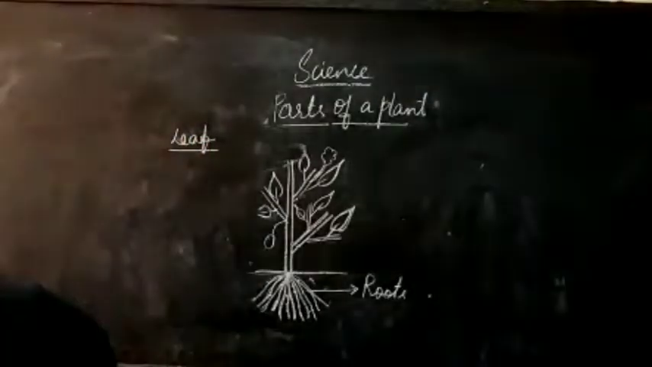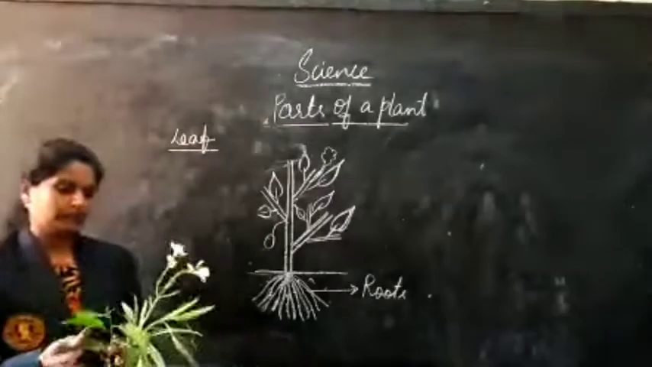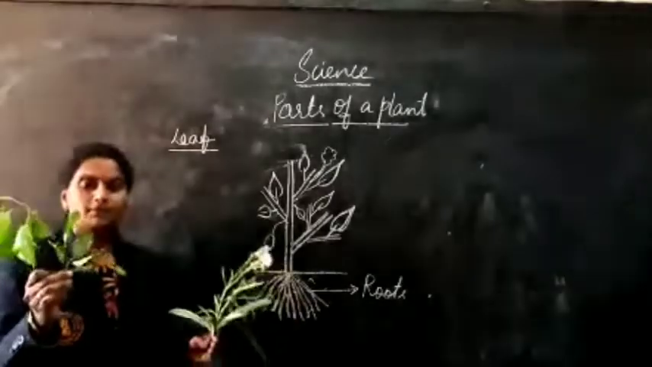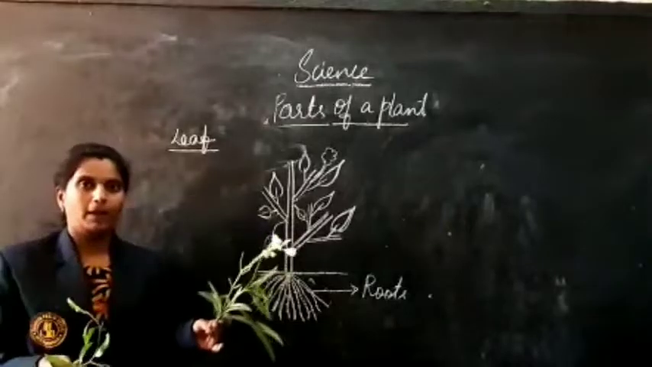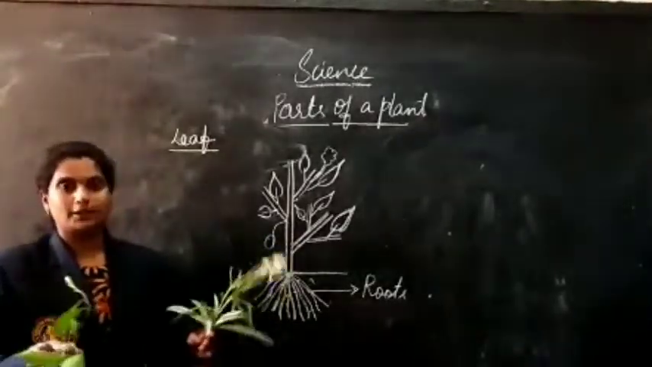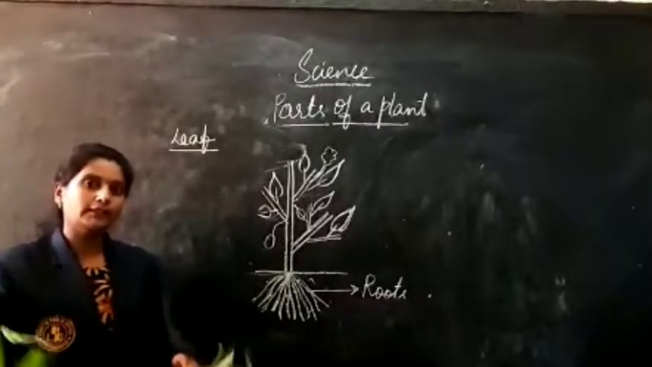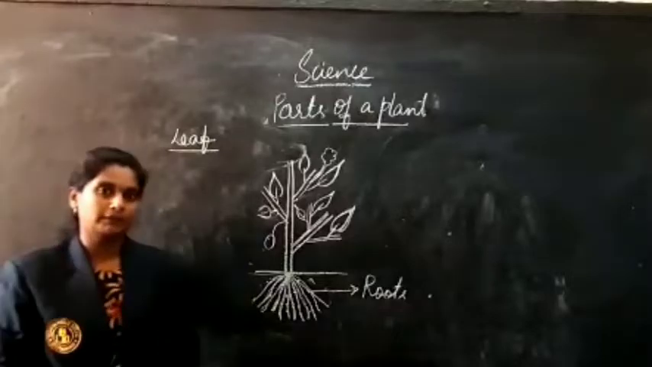Okay, so see, this is one plant, this is another plant. Not only a few plants are present, but a number of plants are present in our surroundings. Each will be of a different type. So you can say, madam, plants are all similar, how will they be different?